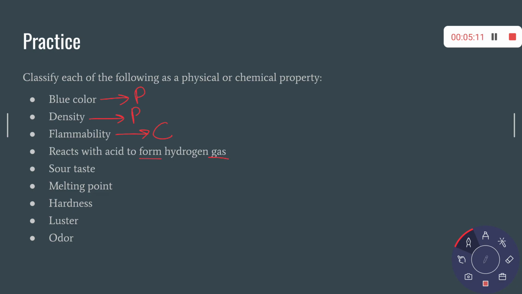Reacts with acid to form hydrogen gas. We know the formation of a gas indicates a chemical change. So if this substance can react with acid to bring about a chemical change, this is a chemical property.